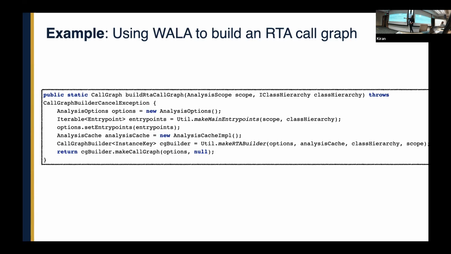Now I need to use a call graph builder, an RTA builder. So there is a utility method from the util class that you do, util.makeRTABuilder. You pass the analysis options, the analysis cache, the class hierarchy, and the scope, and it gives back to you a call graph builder. Okay, so it's a call graph builder that you can use to build call graphs. Now, for you to actually build the call graph, you have to invoke the method makeCallGraph on top of the call graph builder. And of course, you have to specify the analysis options here. The second parameter here that I specified as null is a monitor. It's basically a callback interface that you can use to track the progress of your call graph construction. Here, because I do not care about monitoring the status of my call graph process, I'll just specify null. Okay. Any questions? All good?